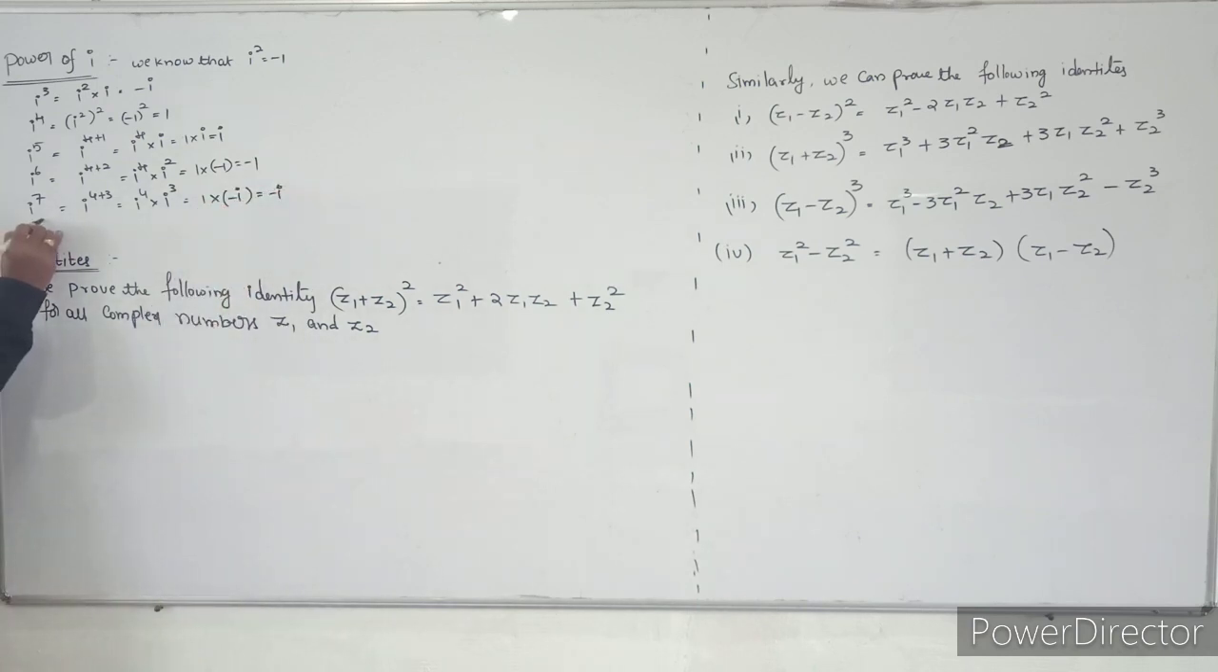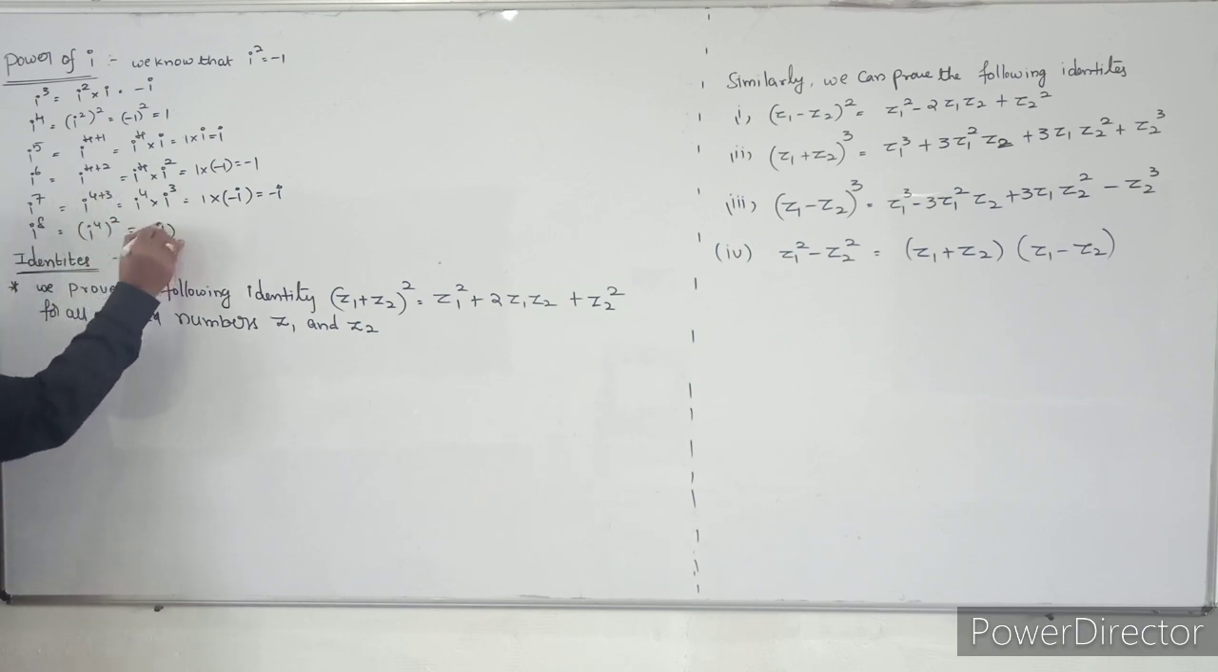I power 8. What is i power 8? I power 8 is nothing but i power 4 whole square. I power 4 value is 1 square. So that is equal to 1.